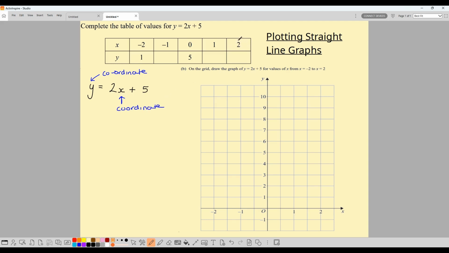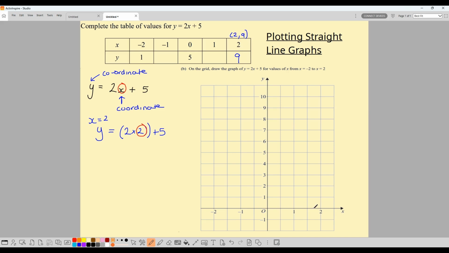So if x is 2, we need to do 2 times 2 plus 5 to get to our y coordinate. So where x is 2, y is going to be 2 times 2. The 2 there has been replaced from the x. And then we're going to add 5. 2 times 2 is 4. 4 add 5 is 9. So that's a pair of coordinates there. When x is 2, y is 9.